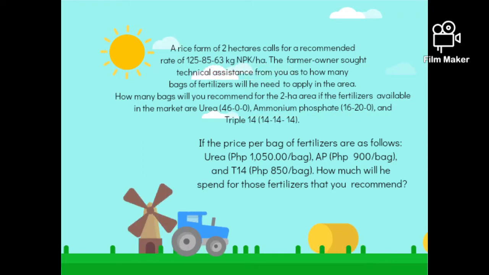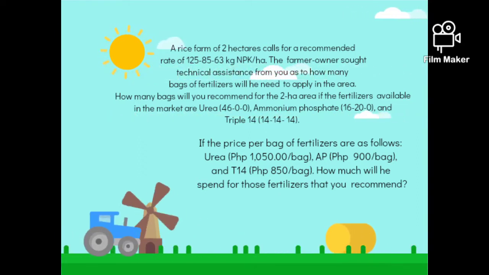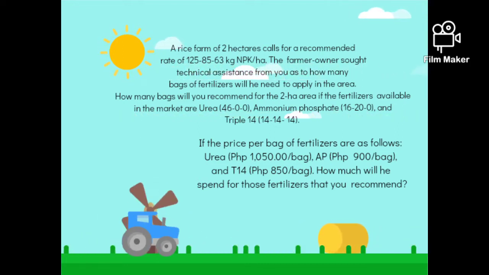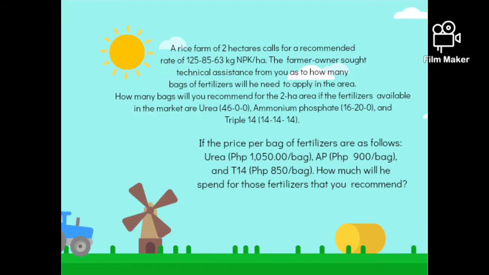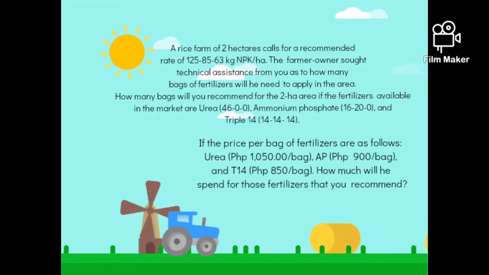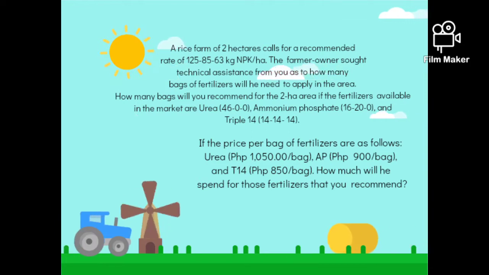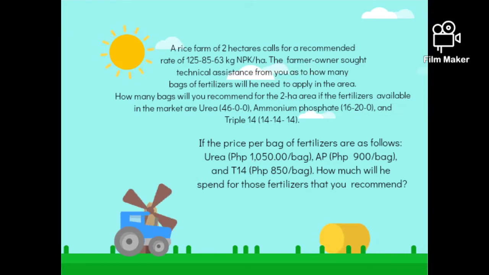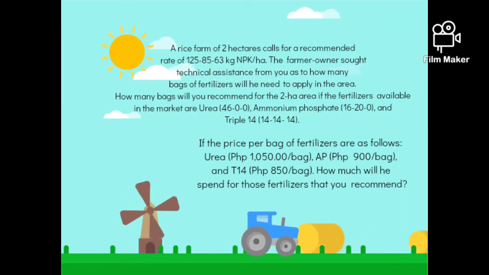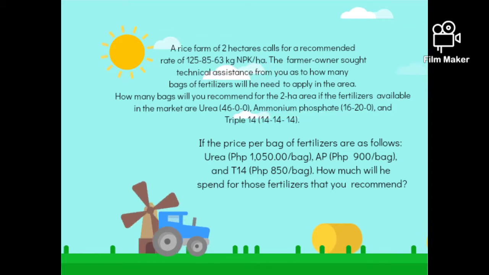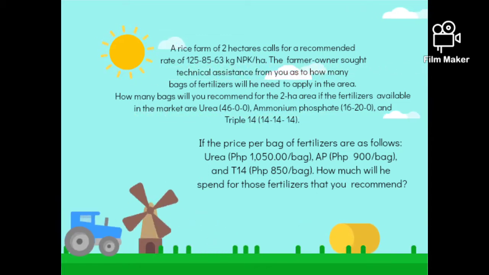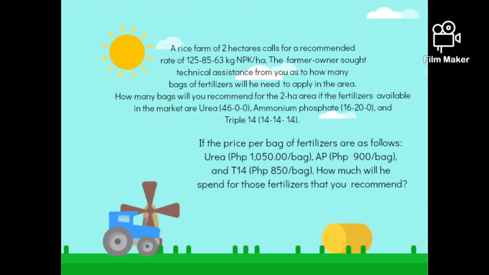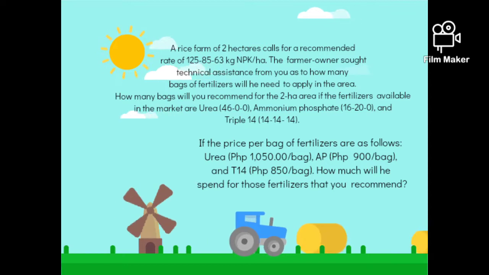How many bags will you recommend for the 2 hectares area if the fertilizers available in the market are urea with a rate of 46:0:0, ammonium phosphate with a rate of 16:20:0, and triple 14 with a rate of 14:14:14? If the price per bag of fertilizers are as follows: urea 1,050 pesos per bag, ammonium phosphate 900 pesos per bag, and triple 14 850 pesos per bag, how much will he spend for those fertilizers that you recommend?